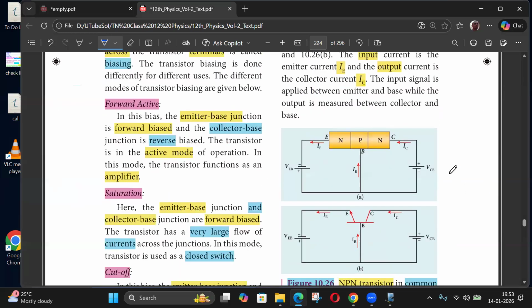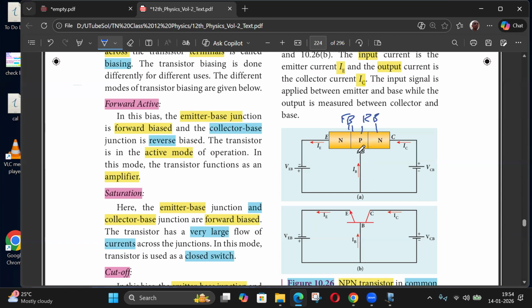For this NPN transistor to be forward biased, this side has to be a negative voltage and this side has to be a positive voltage. Once I connect the negative here, it will repel the electrons, so the depletion region will become thinner. That is the condition for forward bias. When the positive is connected here, more electrons will move towards the positive terminal, so the depletion region will be wider. This is reverse bias. This one is forward bias.